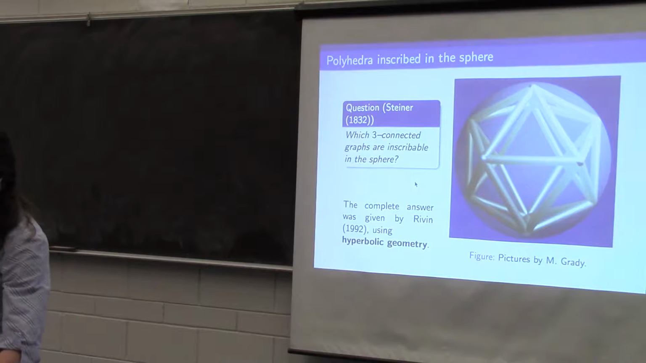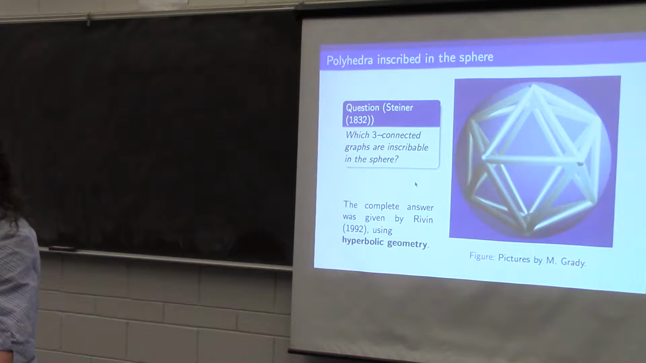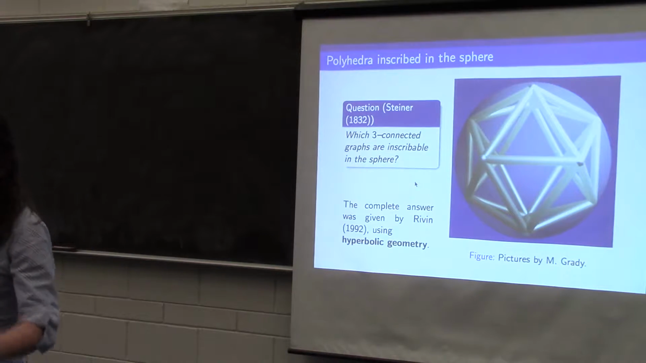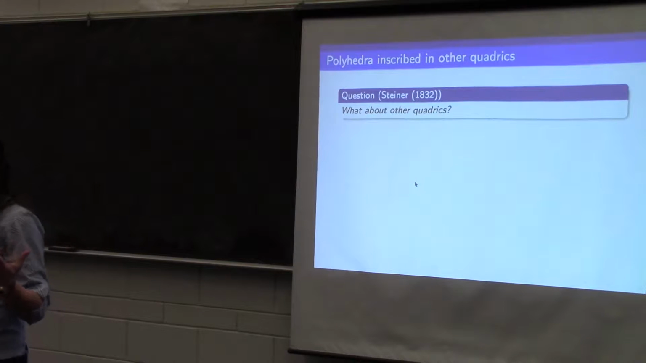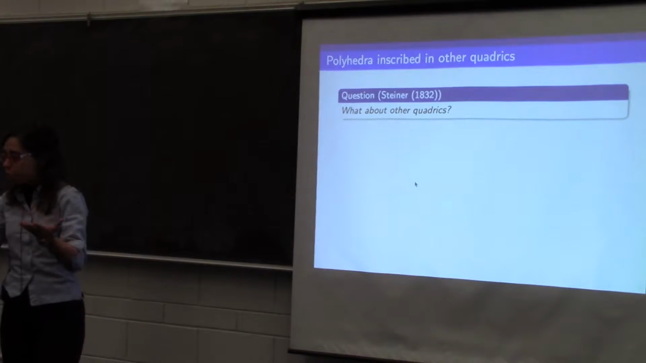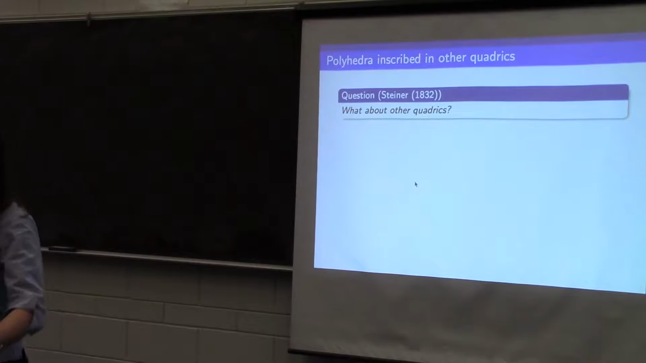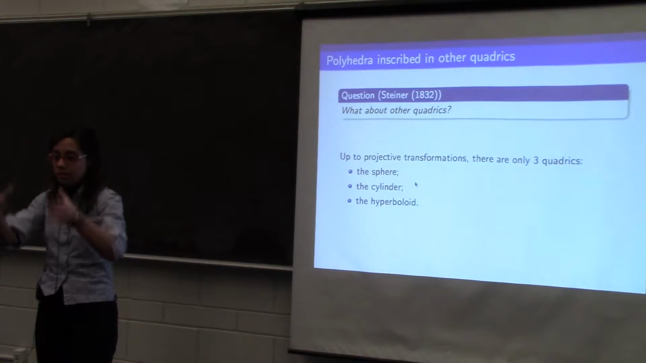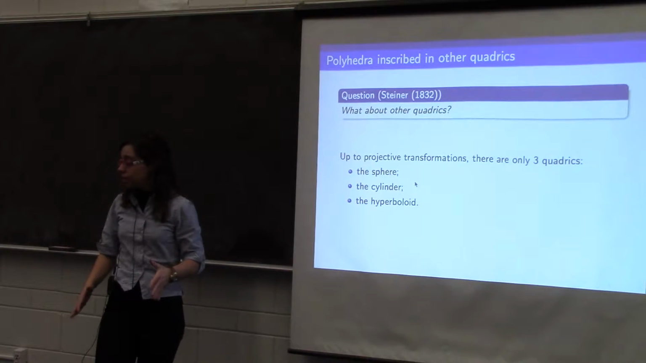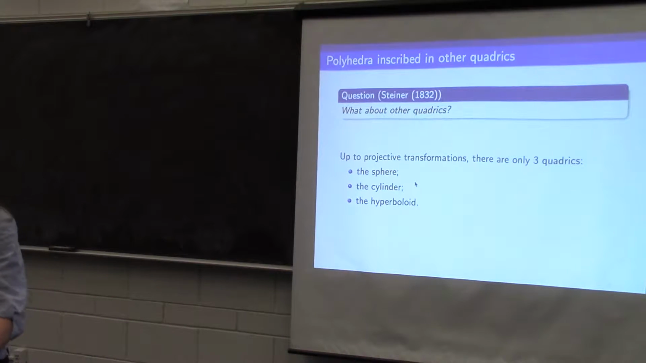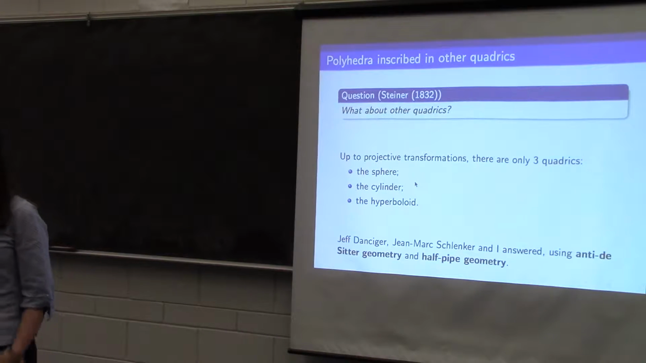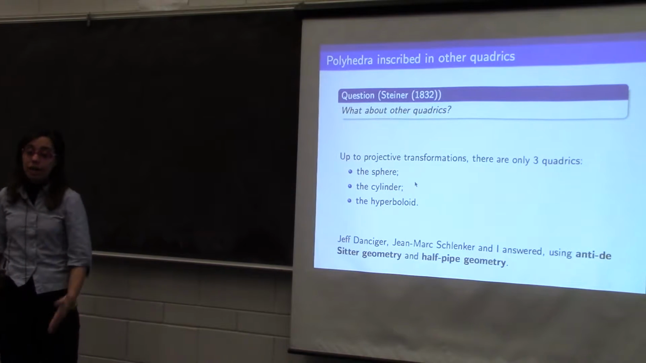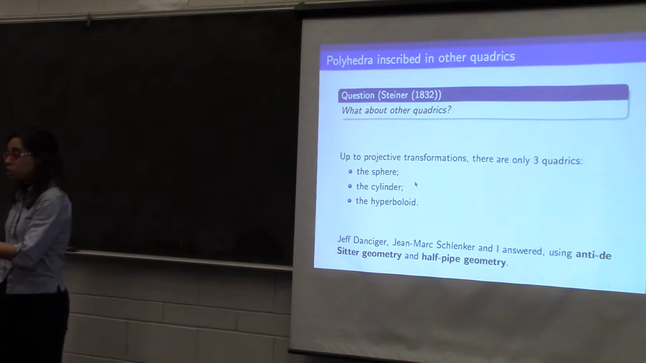On the other hand, we are speaking about projective geometry. The sphere is an example of a quadric, but there are two more. So what about other quadrics? Up to projective transformation, we have two more quadrics to understand, which are the cylinder and the hyperboloid. What we did with Jeff and Jean-Marc was to answer this question using two new geometries, which are anti-de Sitter geometry and half-pipe geometry.